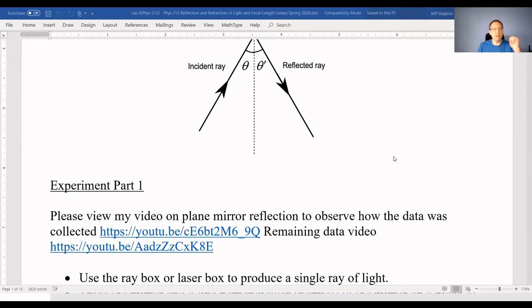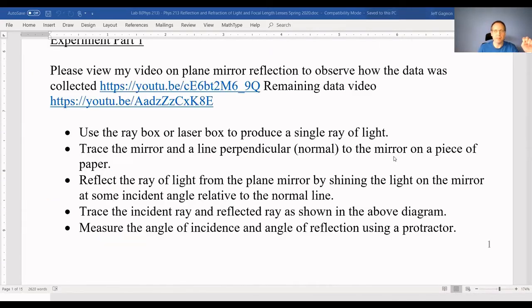In the first experiment, you want to go and view my videos on how I collected the data. I collected all this data for you. These are the links. I will also post the links separately in Brightspace, but if you download this Word document and control-click on that link, it should take you to that YouTube site.